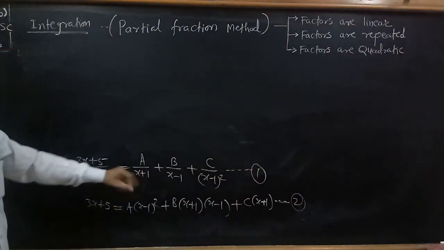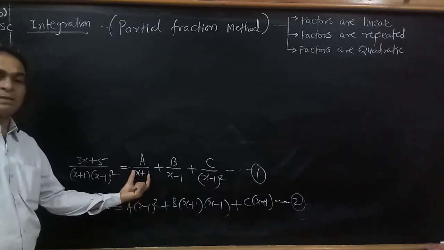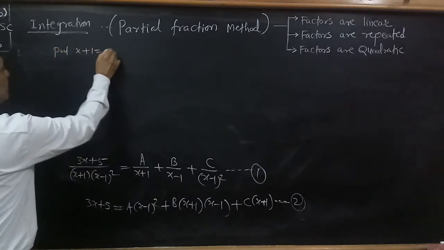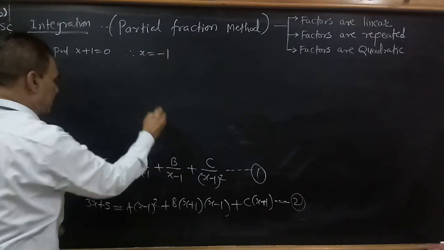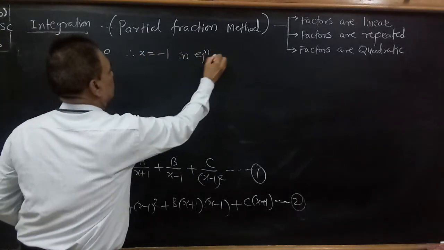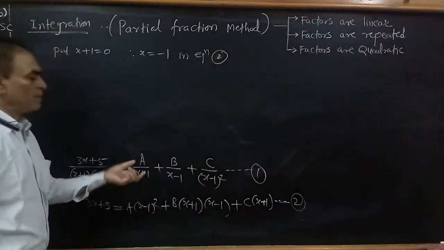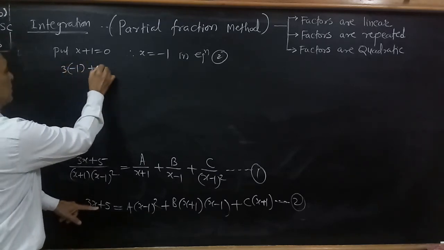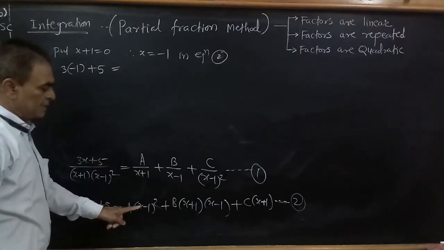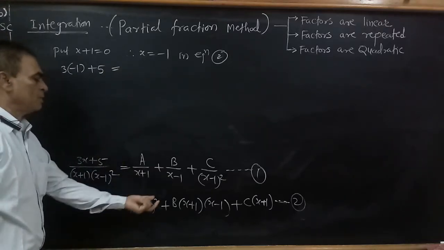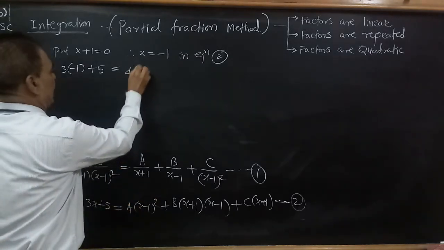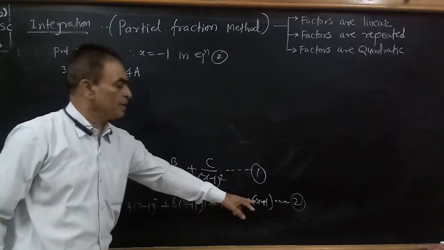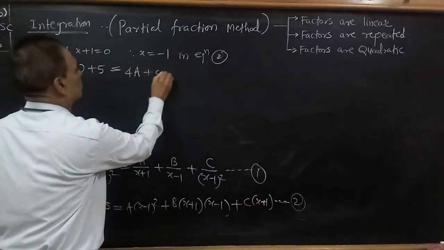Okay, observe the equation 1. Take first factor equal to 0. Means put x plus 1 equal to 0, therefore x is equal to minus 1 in equation number 2. Put this value in equation number 2. What happened? Left hand side becomes 3 into minus 1 plus 5 is equal to, when we replace x is equal to minus 1, you will get minus 2 whole square. Minus 2 whole square means 4a. And what about other part? Here minus 1 plus 1 becomes 0, means this part becomes 0. Here also minus 1 plus 1 becomes 0, means other two parts are 0.